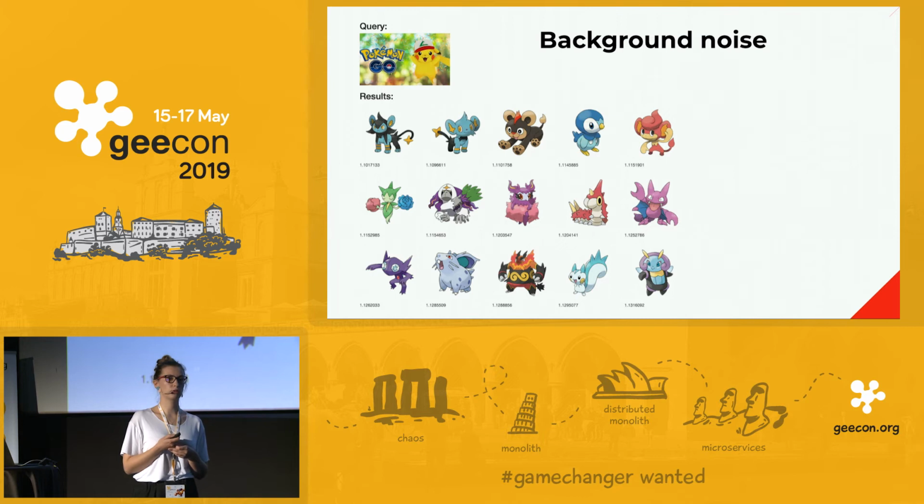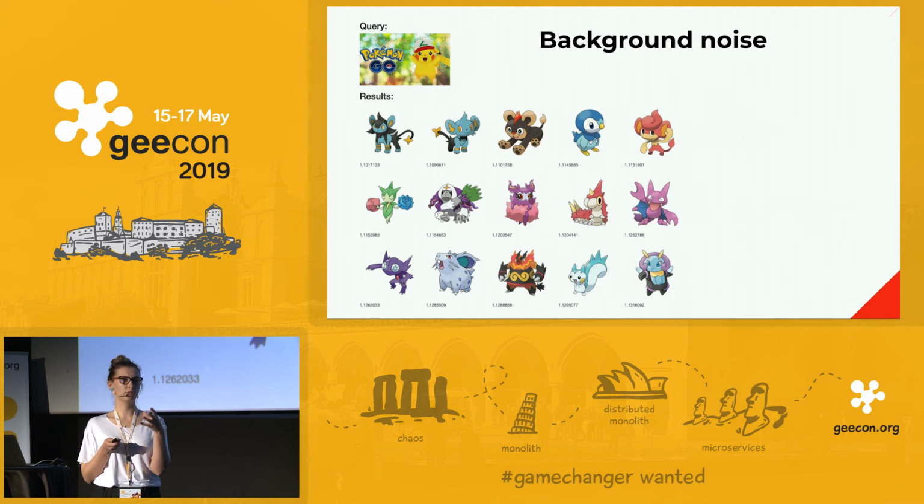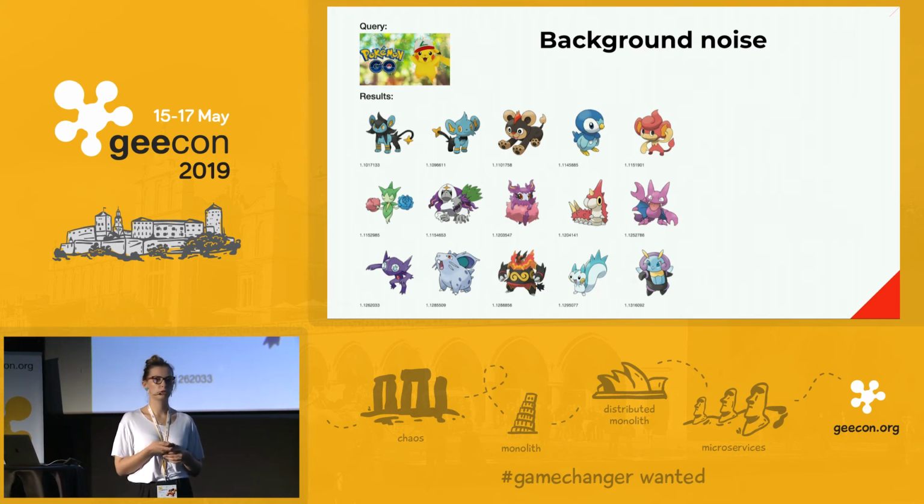The background noise. Here, the background noise happened to be the Pokemon Go logo, and if you look at this bird, it totally looks like this logo. So if you do visual search, you need to take the object that you are interested in instead of looking at the whole image, because the result will be biased.